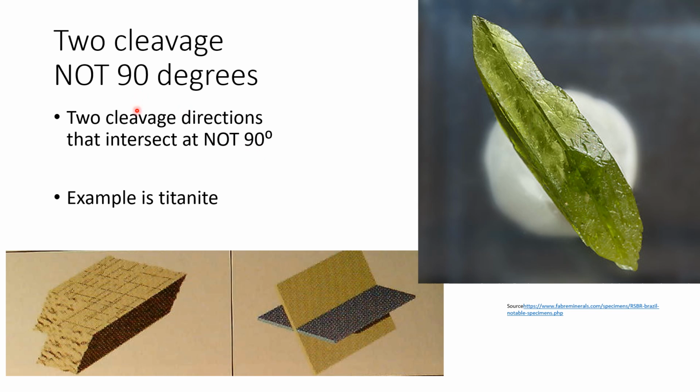Or you can still have 2 directions, but they don't line up at 90. See how they've got this yellow plane tilted from the vertical. It intersects at something other than 90. And this is a beautiful crystal of titanite that has, you can see that angled intersection there.